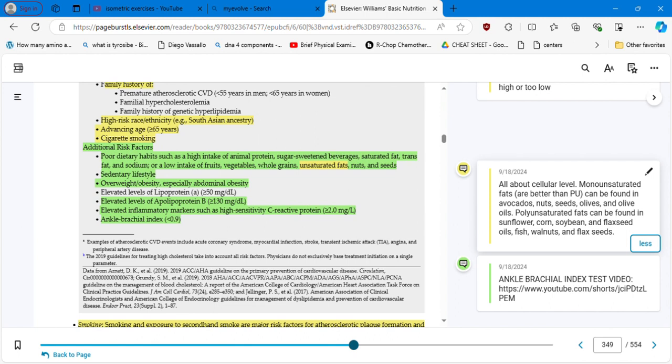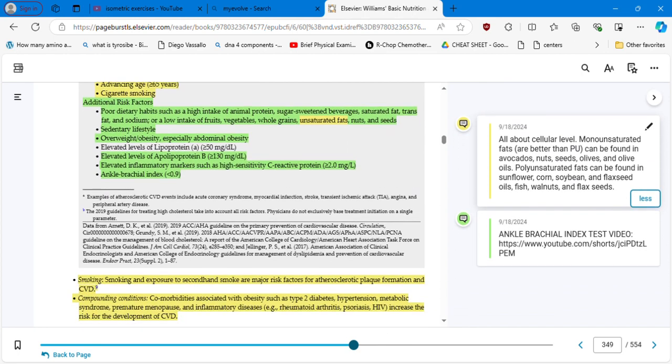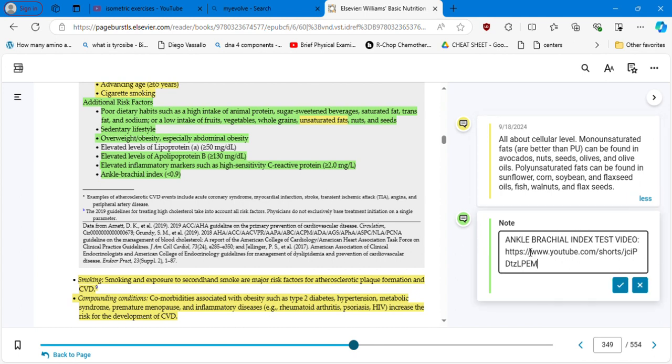Okay, so the patients that are having elevated apolipoprotein, as I mentioned before, they are having risk factors, elevated inflammatory markers such as high-sensitivity C-reactive protein, okay, ankle brachial index. So this is another marker. You see, there are too many ways to figure out if the patient is at risk for developing CVD. Let's watch this video. It's like a 2 second video.